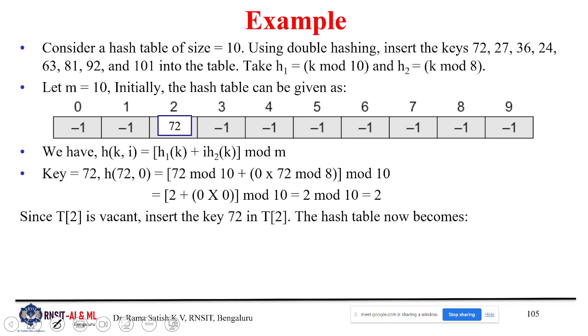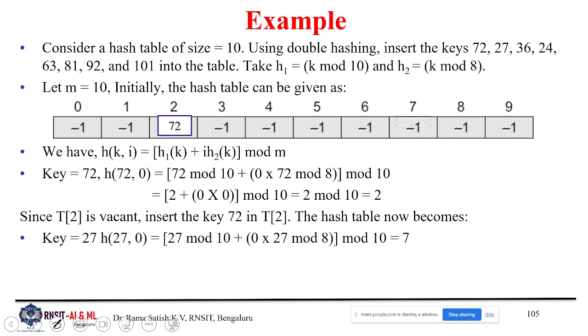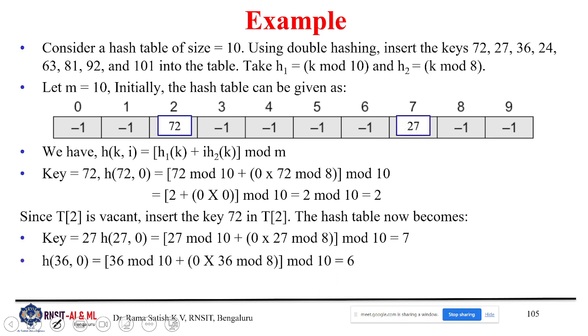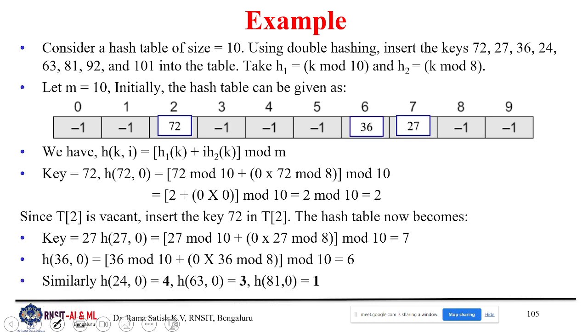Later, the next element, 27. 27 is also the same. You get 7. The seventh position is available, so it will store. Similarly, 36 is also available. Stored. 24, 4, and 63, third position. 24 is available, 63 available, 81 available. So 24, 63 and 81 are stored respectively. Done. Now what we have is 92 and 101.